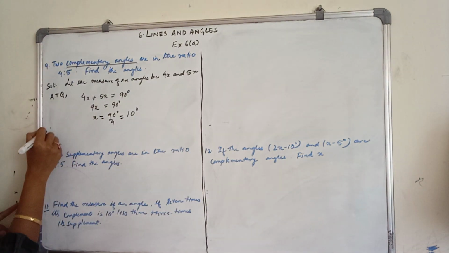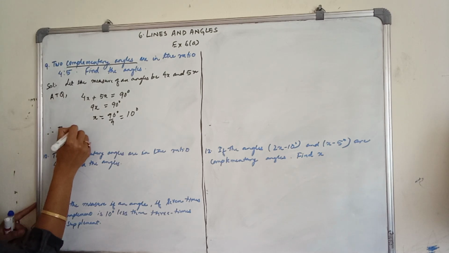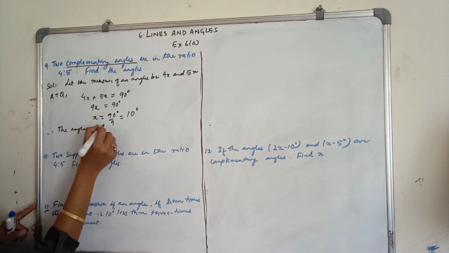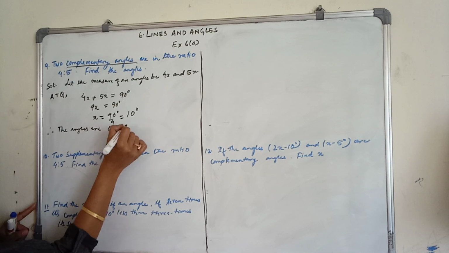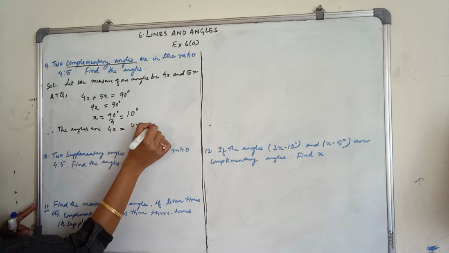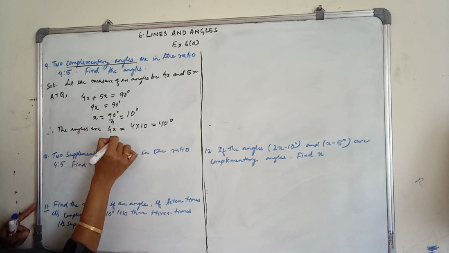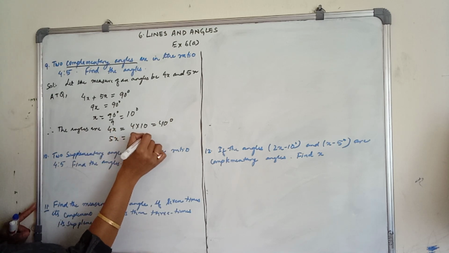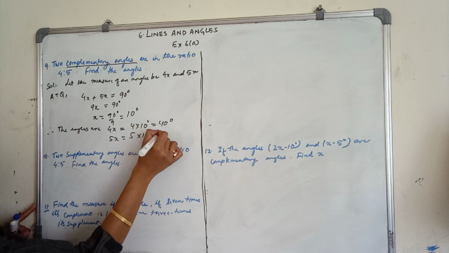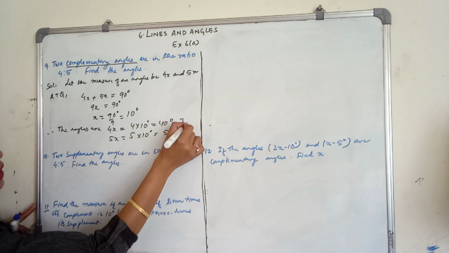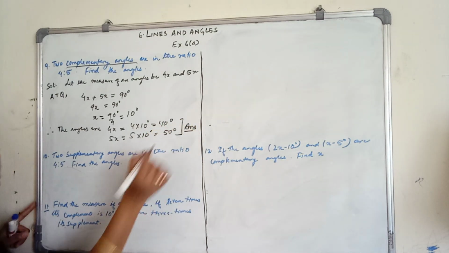Therefore, the angles are 4x, which is equal to 4 into 10, because x is 10, so 40 degree, and 5x equal to 5 into 10 degree, which is equal to 50 degree. So 40 degree and 50 degree is your answer.